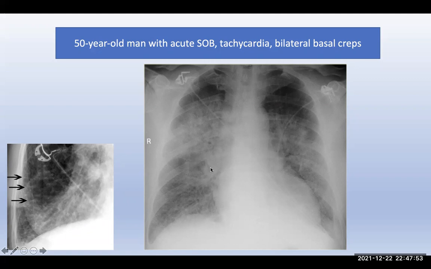And also when you get this kind of X-ray, look at the periphery for any Kerley B line, or Kerley C, Kerley A line. Most importantly, Kerley B line.